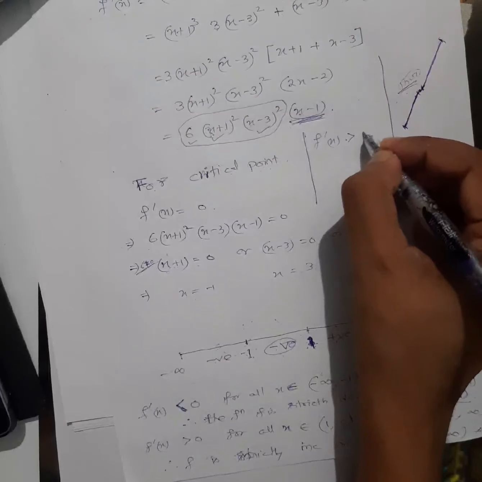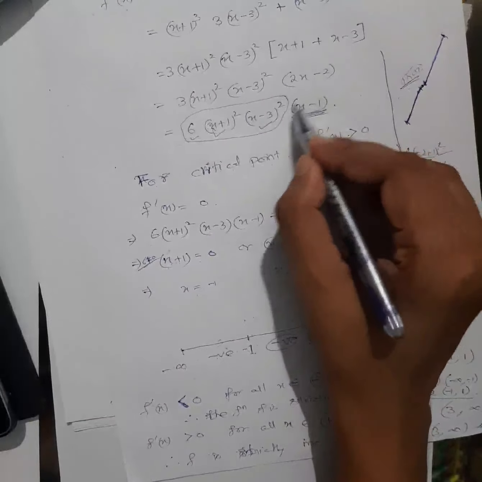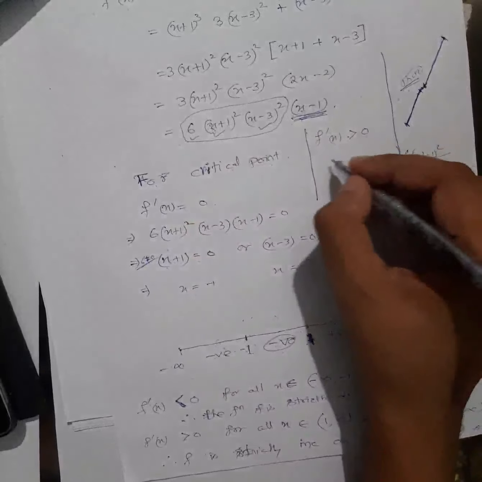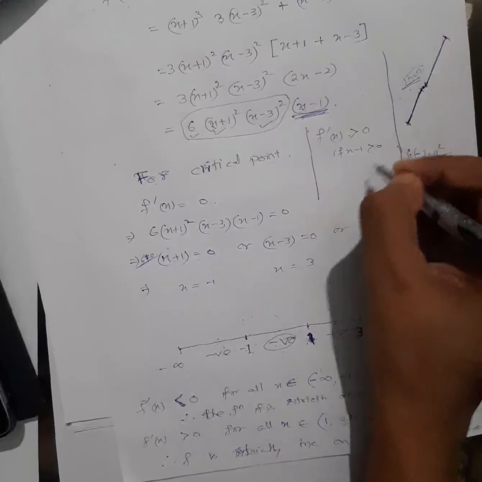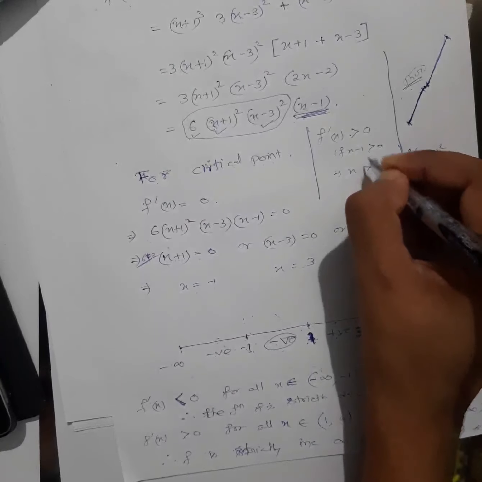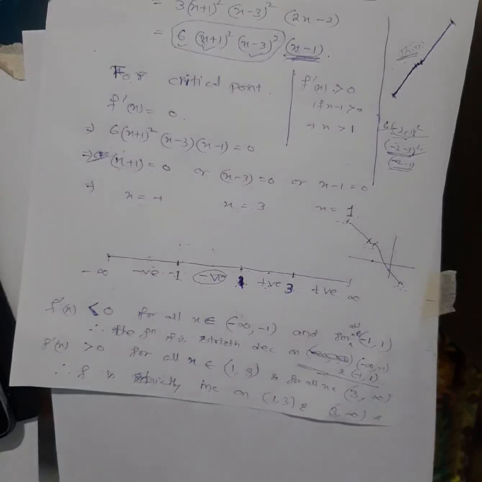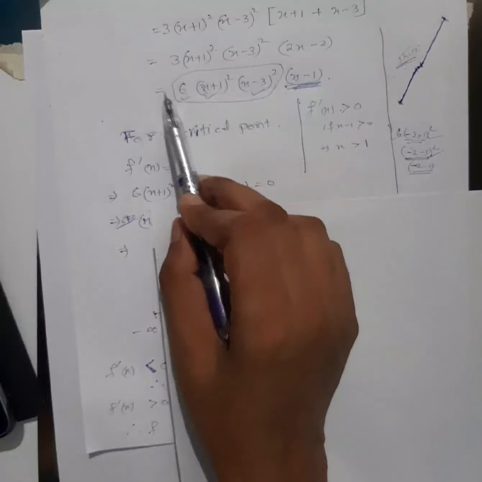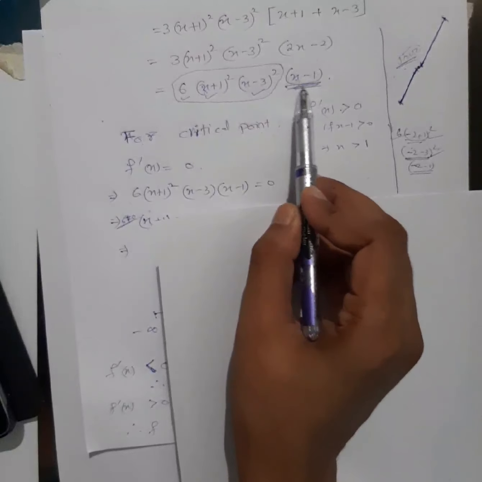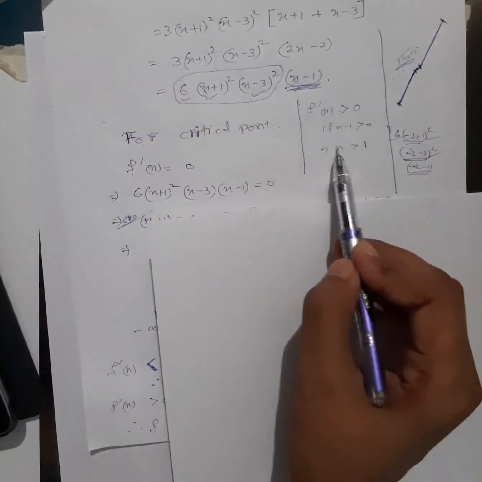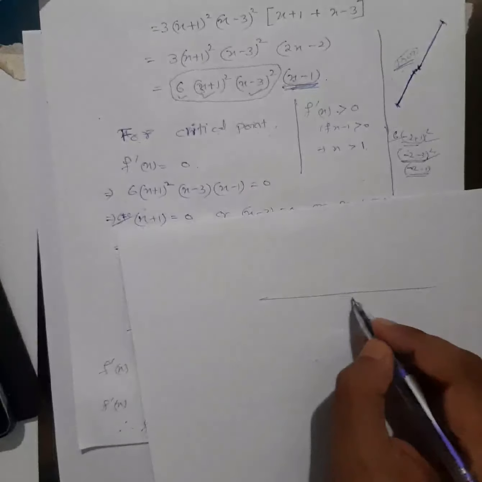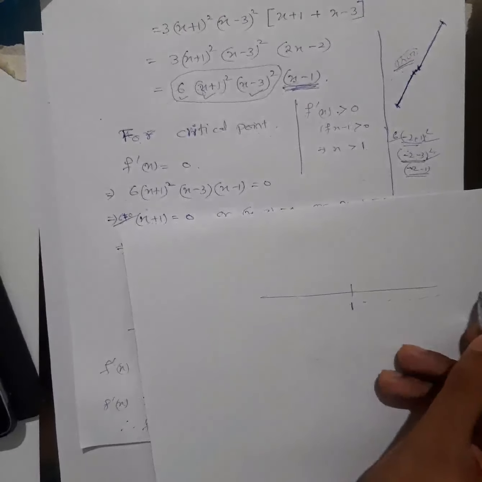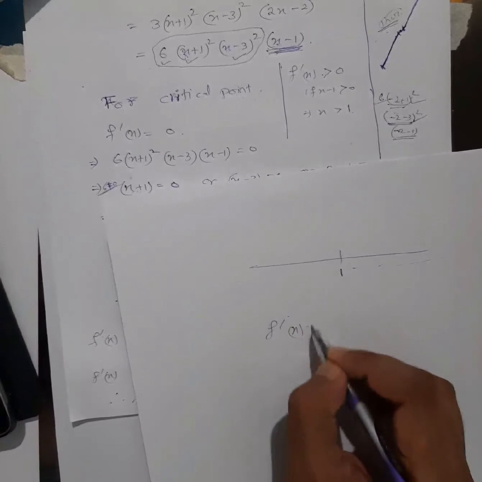F dash will be greater than 0 when, if this is positive, everything will be positive, right? If x minus 1 is greater than 0, which implies x greater than 1. Means if I show you in the graph, you can see here everything is positive, right? Now this f dash x will be positive if this is greater than 0, means x greater than 1. If you take x greater than 1, anything you take, your f dash x will be greater than 0.